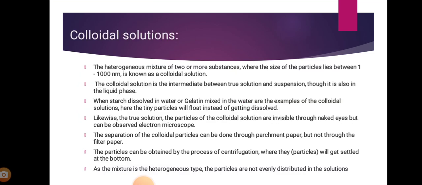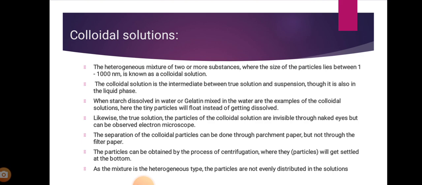Another type is the colloidal solution. What is a colloidal solution? A true solution is a homogeneous mixture, whereas a colloidal solution is a heterogeneous mixture of two or more substances where the size of the particles lies between 1 and 1000 nanometers. The colloidal solution is intermediate between a true solution and a suspension, though it is also in the liquid phase. Starch dissolved in water or gelatin mixed in water are examples of a colloidal solution.